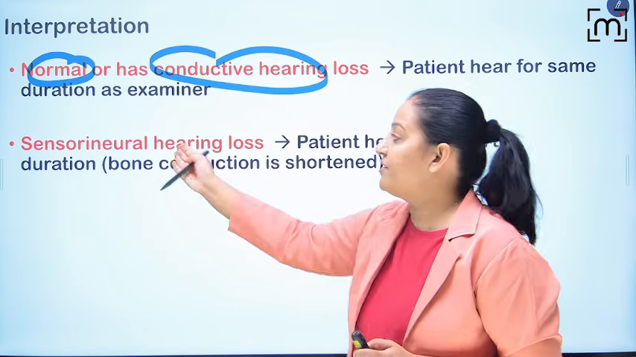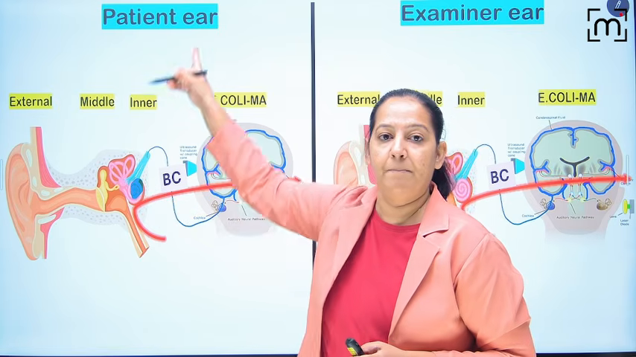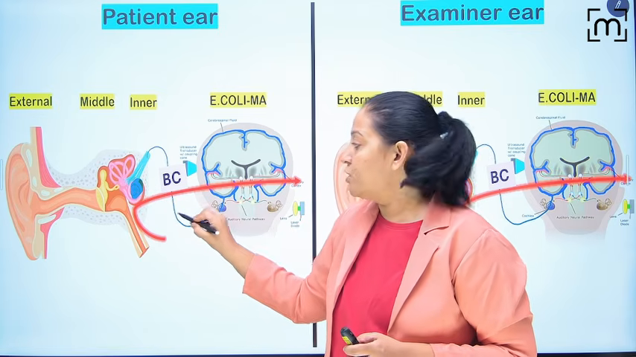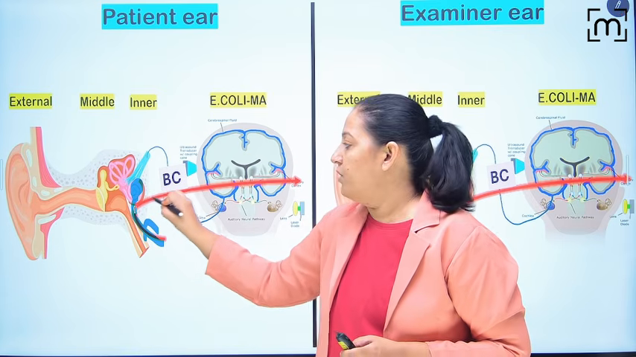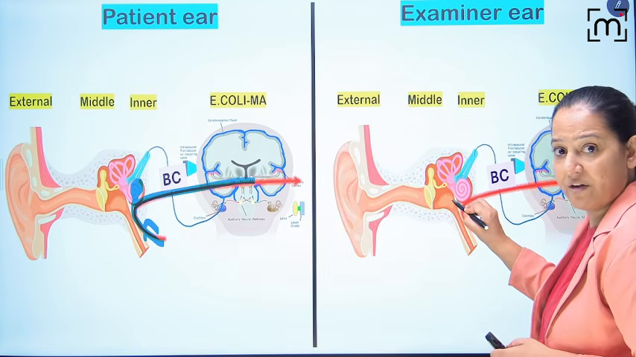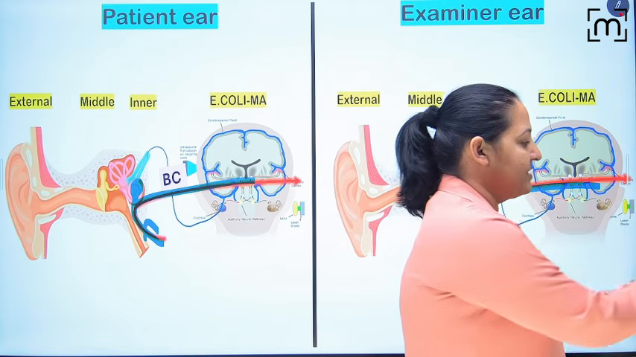But what about if my patient is having sensorineural hearing loss? Suppose my patient is having a defect in the cochlea. So my patient's cochlea is not activated or only 50% activated. But my cochlea is not defective. It is 100% activated. So I'm performing the test on my patient.